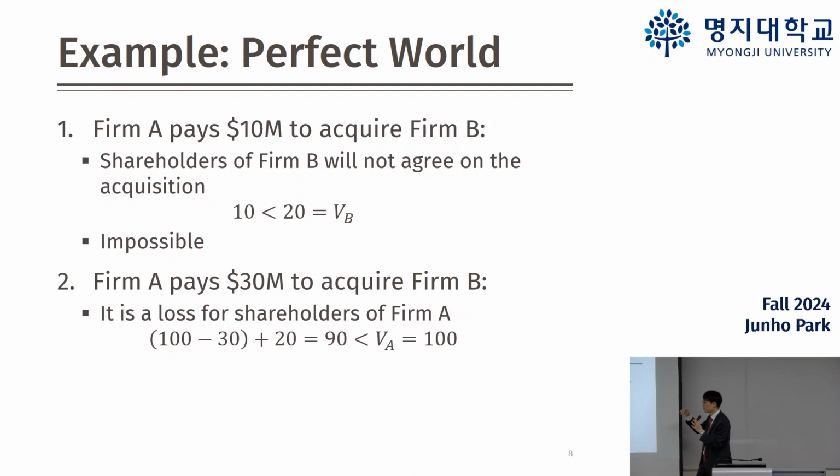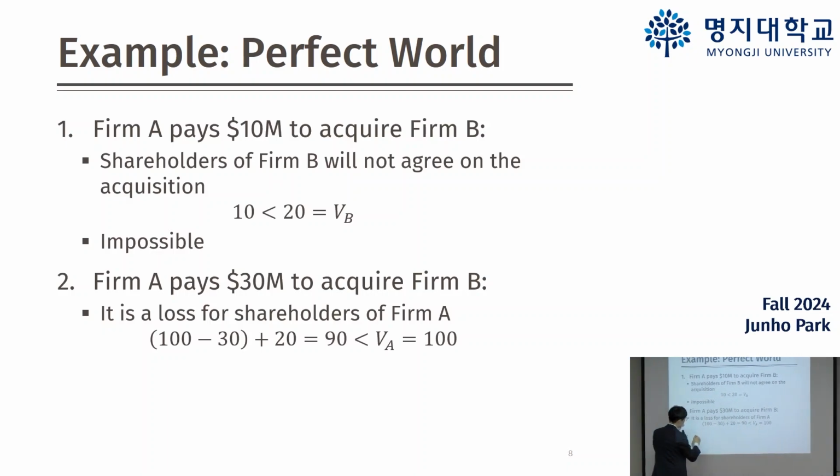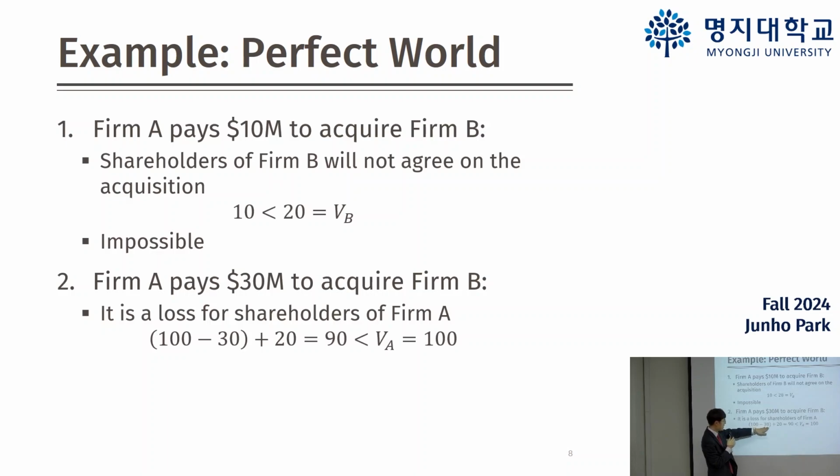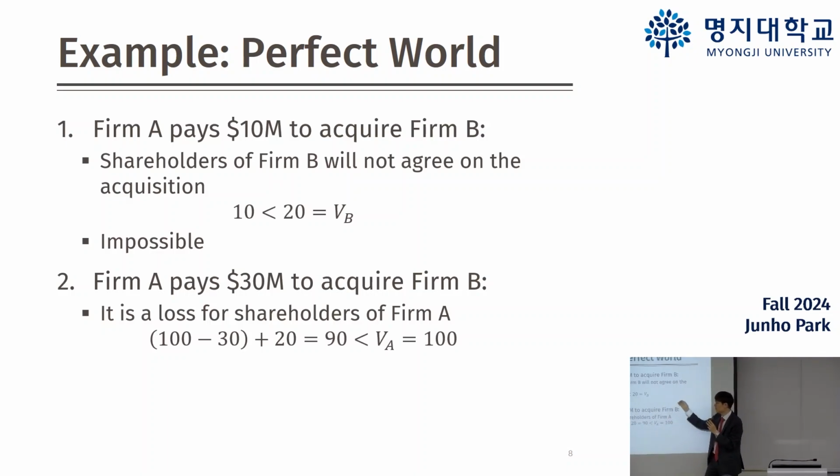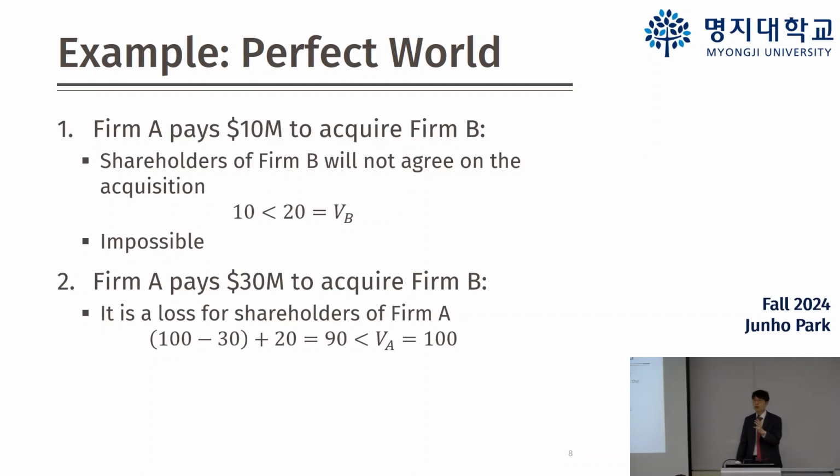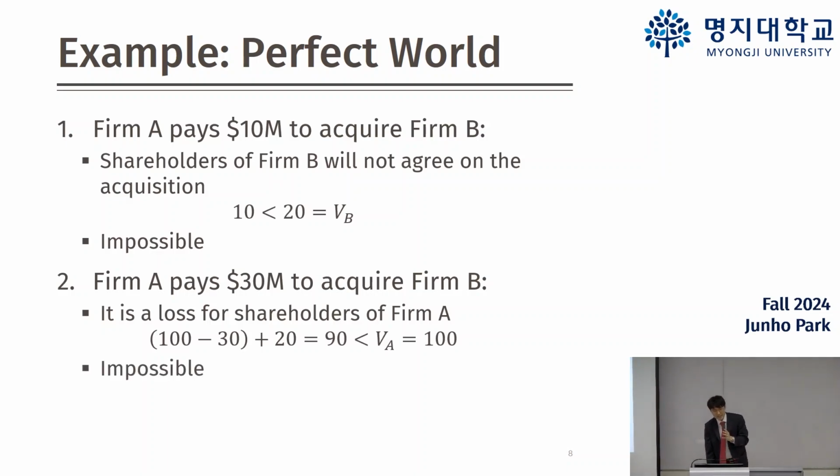However, for the shareholders of firm A, this is actually a disaster because they had 100, but now they are going to give 30 to the shareholders of firm B, and in return, what they get is only firm B, which has only a worth of $20 million. So in total, what they have is 100 minus 30 plus 20, so they have 90, which is even worse than before. So from the perspective of the shareholders of firm A, there is no reason to offer such high compensation for firm B's shareholders. So again, it's not possible.